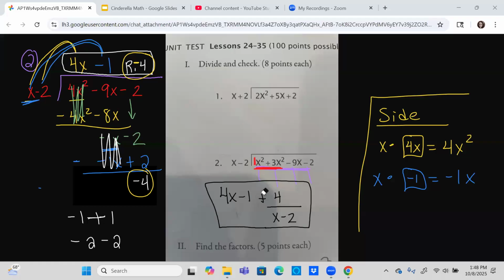So over to my final answer, not +4 over blah, blah, blah, minus. There we go. The other way you could write that is 4x minus 1 plus -4 over x minus 2. But instead of plus negative, it's just smoother to write it as a minus. There we go.